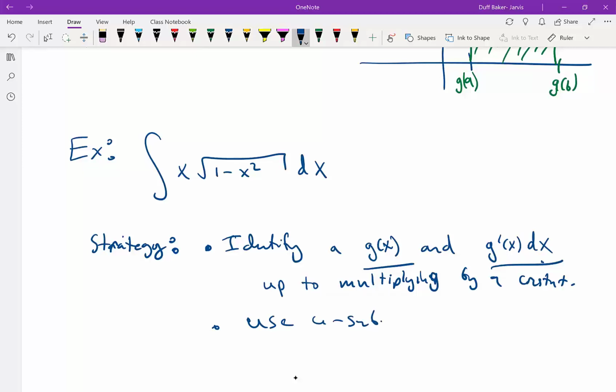So here, really what you're looking for is something and then its derivative. And you want to make sure that its derivative is times dx. So I see an x and I see an x squared, and I know the derivative of x squared is 2x. So you might at first try u equals x squared, and that'll make you some progress. But it turns out you can do even better here.